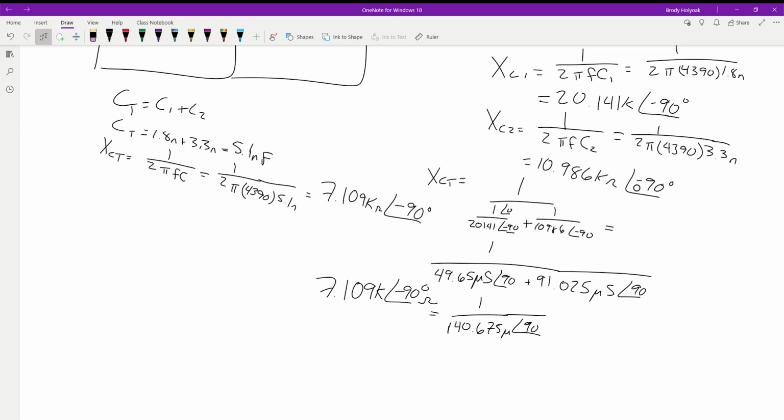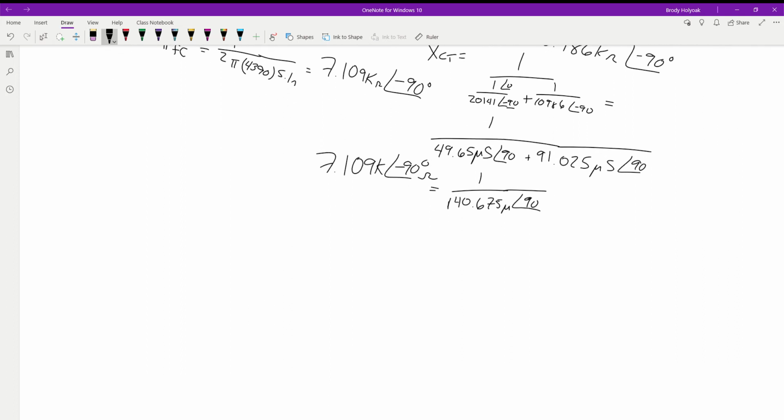So now we need to solve for our current total. Current total is equal to voltage total divided by our reactance total, or resistance total. And in this case, all we have is capacitive reactance. So we have 5 volts divided by 7.109 K at negative 90. And the angle of our voltage is 0 because we're not given it, so we assume 0.